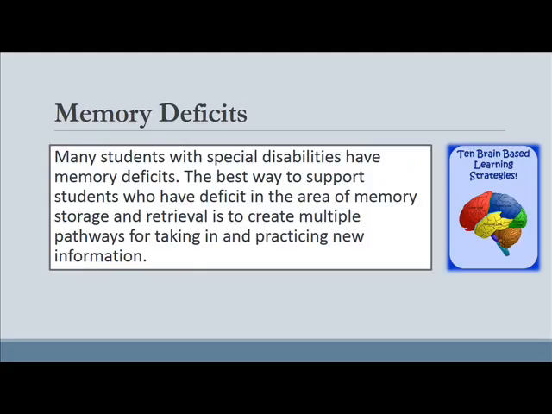Memory deficits. Many students with special disabilities have memory deficits. The best way to support students who have a deficit in the area of memory, storage, and retrieval is to create multiple pathways for taking in and practicing new information.